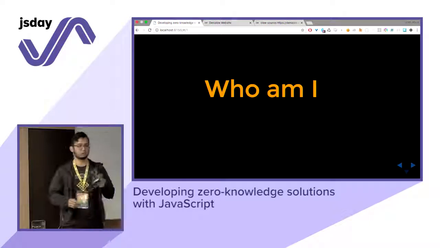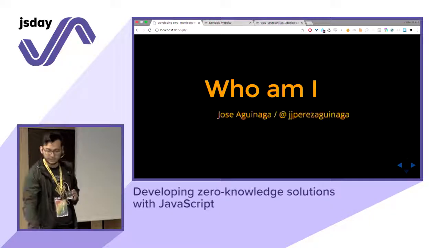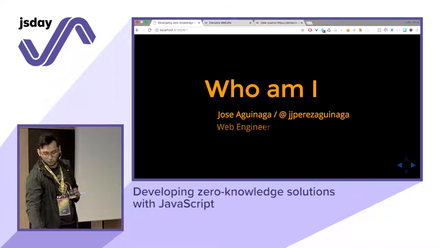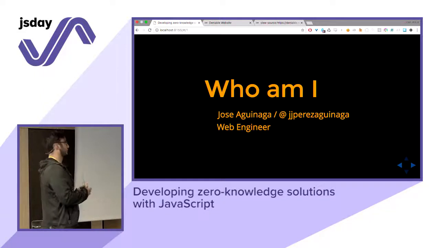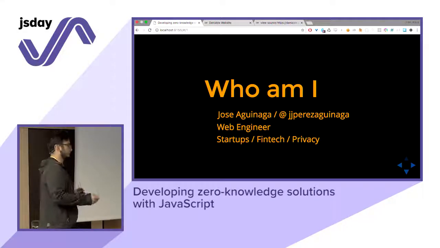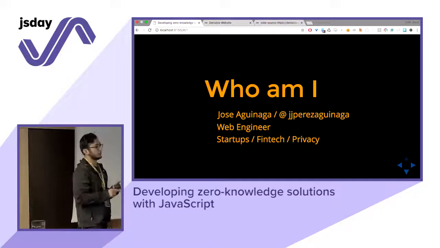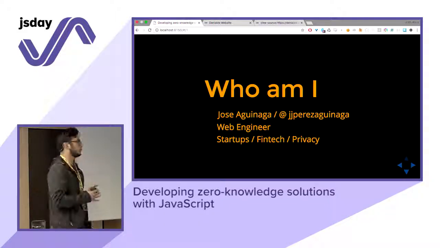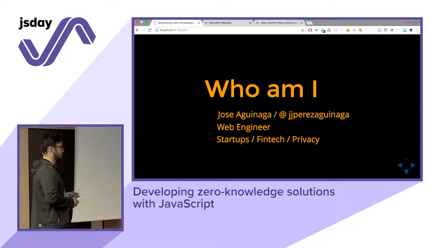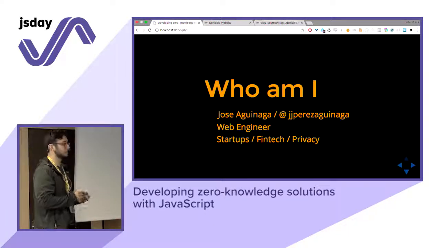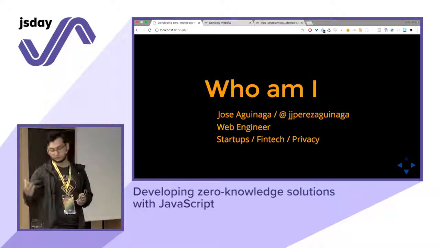Who am I? For those who were not here yesterday morning, my name is Jose Aguinaga. You can find me on Twitter at JJ_Aguinaga. I work as a web engineer, having worked with JavaScript for over 7-8 years. I work especially with startups, and I mostly specialize in the fintech industry. I have a very high interest in privacy, and that's a little bit of the reason why I wanted to do this presentation. I want to talk about the technical terms and technologies we can use in order to enhance privacy on the front-end side of things.